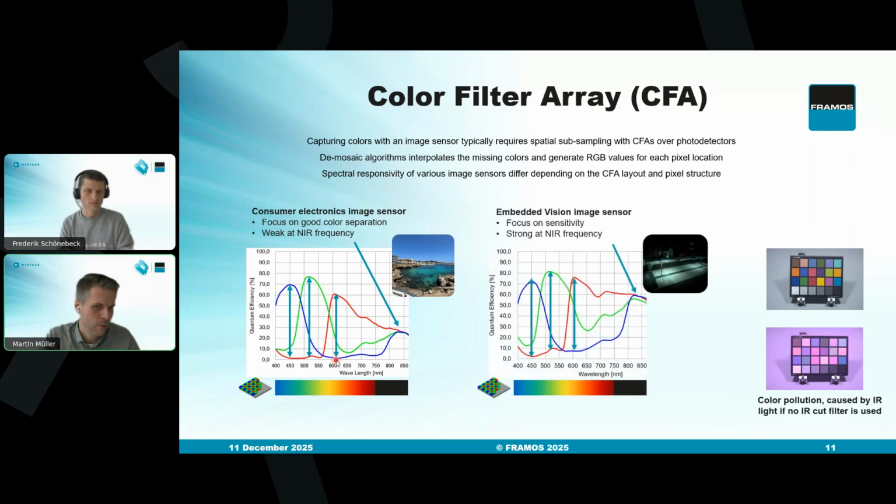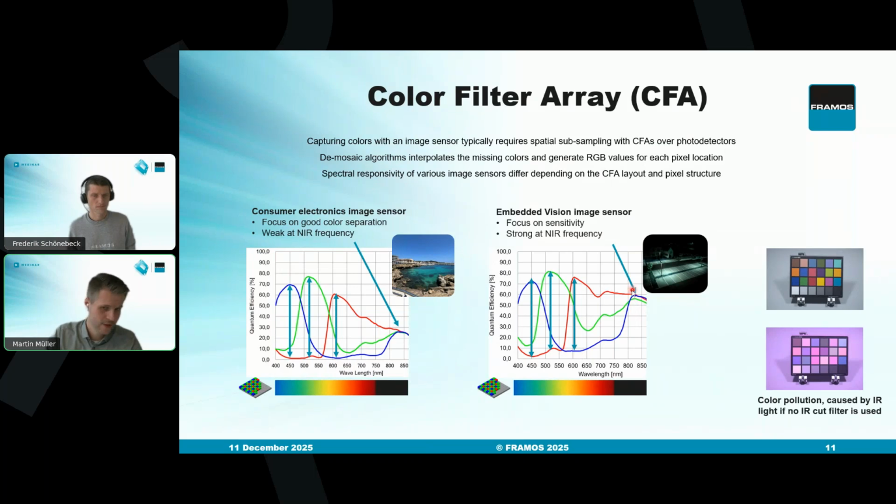So for a typical embedded vision sensor, this is a bit different. As I said at the beginning, color reproduction is not of most importance. It's more the sensitivity. And you see here on this response that you have some color pollution between the green and the red, between the red and the blue, at least a bit, but this comes at a higher overall sensitivity, and especially a higher sensitivity here in the near infrared.